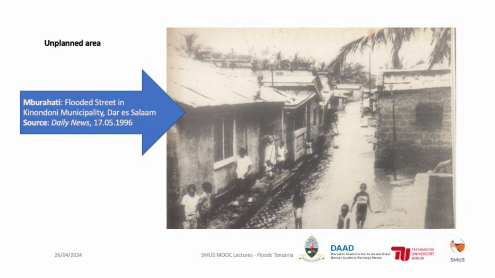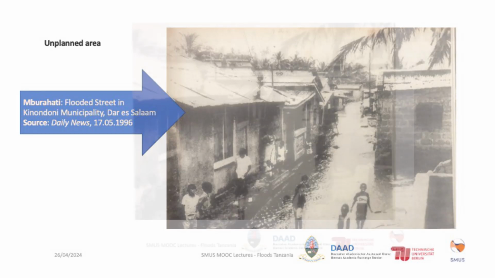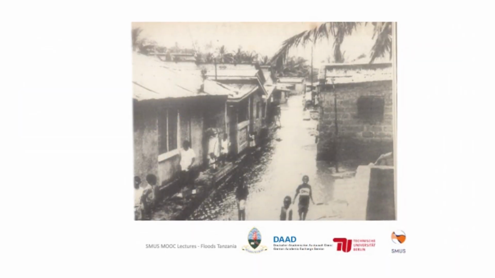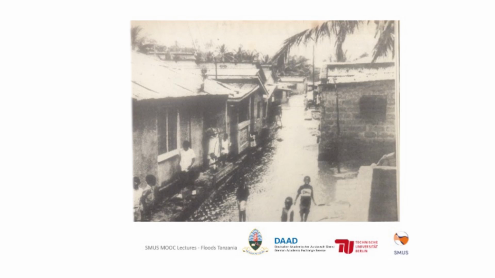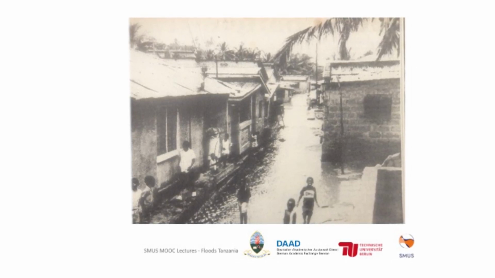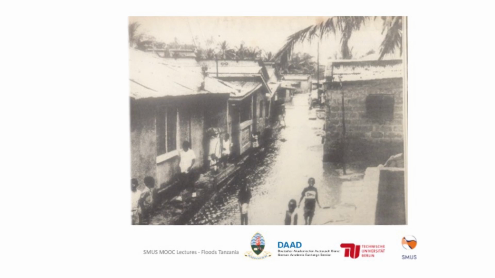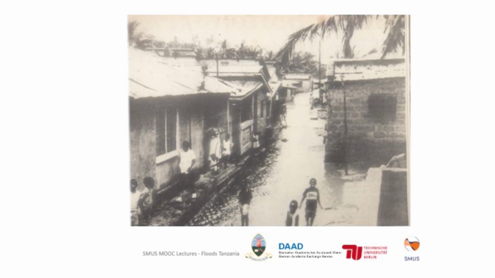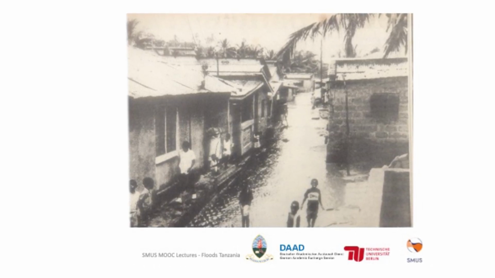So you can see in one of the images that I'm demonstrating here, one of the streets in Dar es Salaam in 1996. It was faced by floods, and people were just passing somewhere, seeing it as a normal thing. But it is a risk which is affecting their community areas.